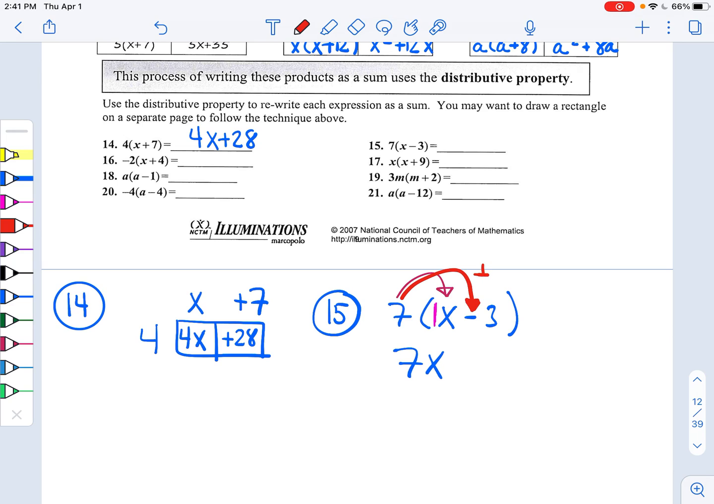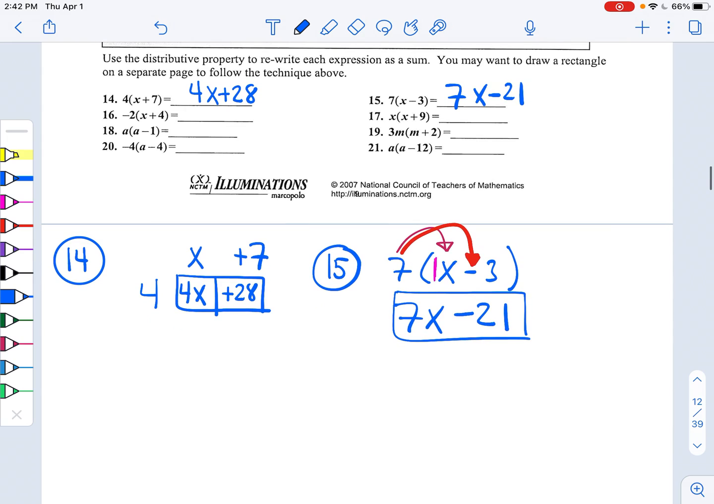And then I go 7 times negative 3. I know some of you guys freak out when you're like, what, that's not a negative sign. If we were to do keep, change, and I would do plus negative 3, it ends up being a negative 3 anyways. So 7 times negative 3 is negative 21. But people don't say 7x plus negative 21. They just say minus 21. Okay? So please don't get confused on that. The sign in the front tells you exactly what to do.